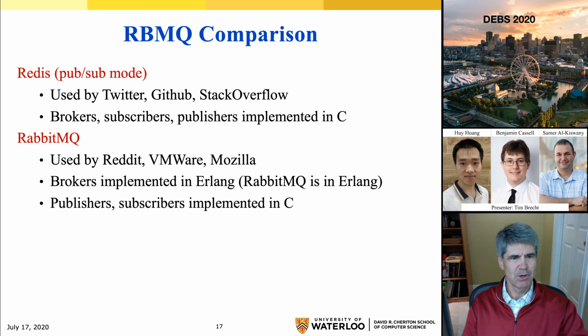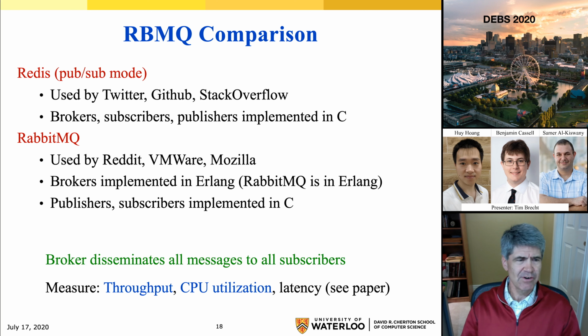Now, in order to compare performance with existing systems, we chose to use Redis. We use it in pub sub mode because it's widely used and has been reported to have quite good performance. Its brokers, subscribers, and publishers: the broker it provides is implemented in C, and we've implemented subscribers and publishers, which are also implemented in C. We've also compared against RabbitMQ because it's widely used. Its broker is implemented in Erlang, and we've implemented publishers and subscribers in C for performance reasons.